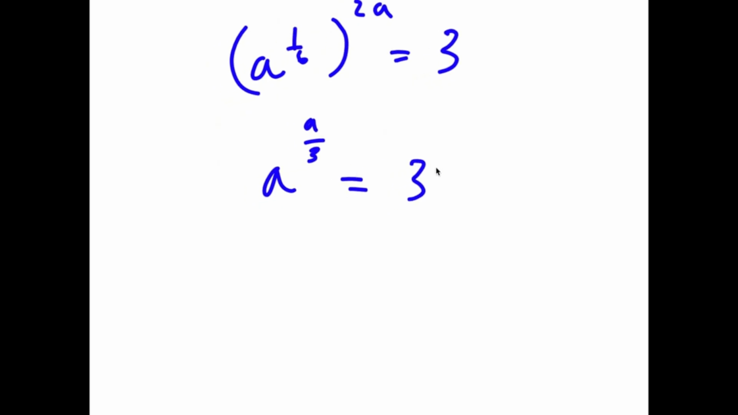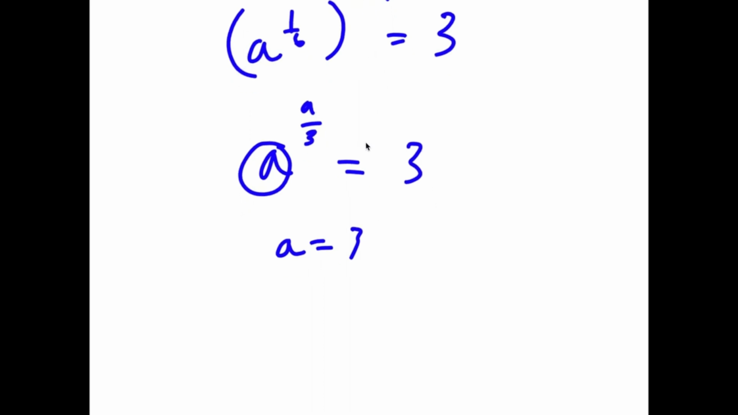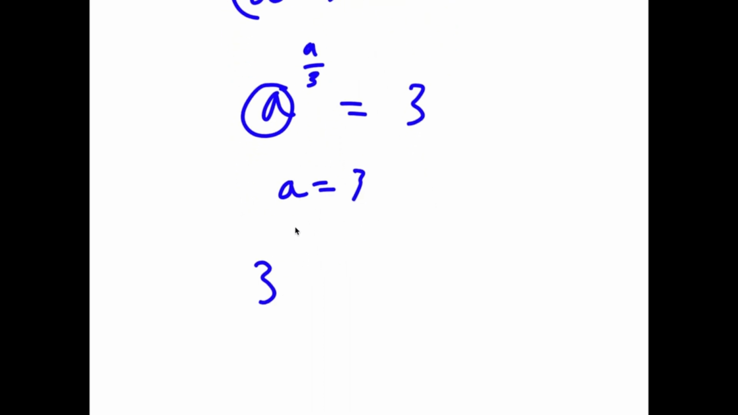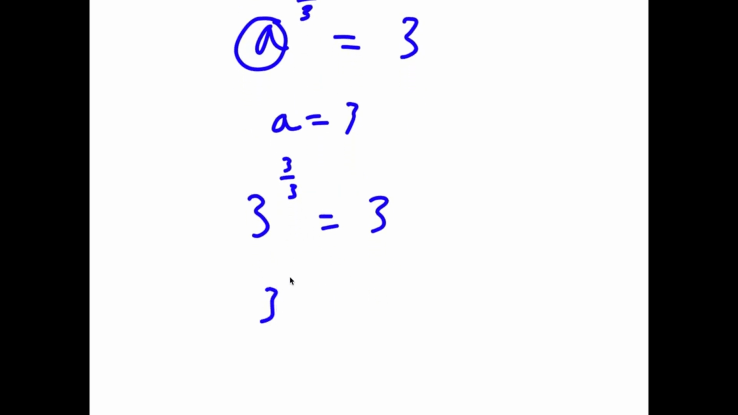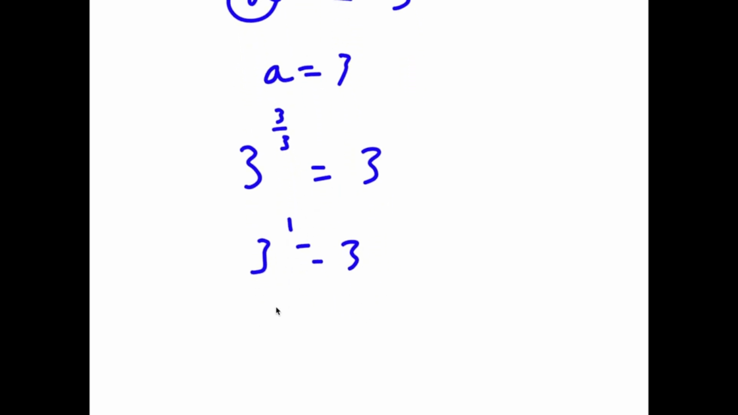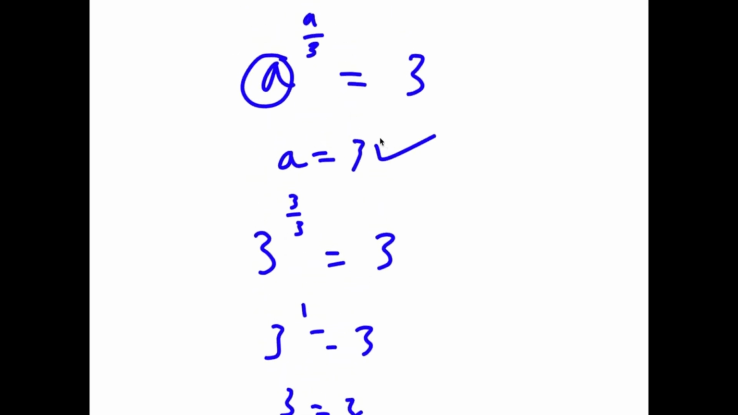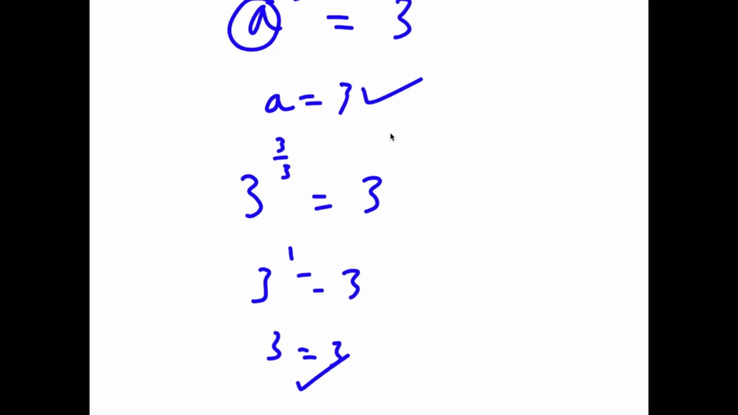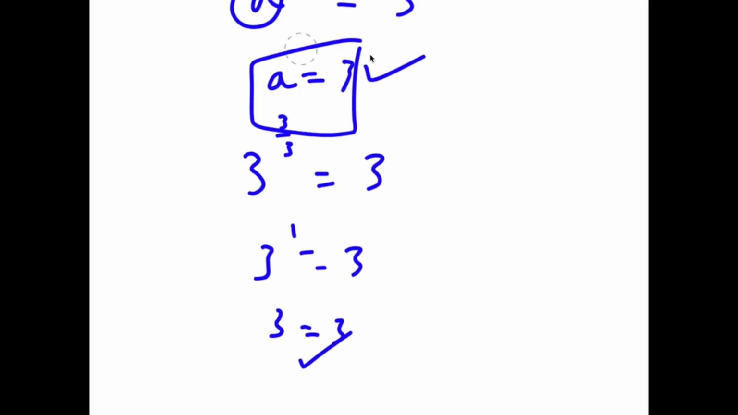Now we have to find a. Let's say a is 3. This means that a over 3 is 1. So does 3 to the power of 3 over 3 equal 3? Well, 3 over 3 is 1, so I have 3 to the power of 1 is equal to 3, and 3 to the power of 1 is 3. So I have 3 equals 3, meaning a does equal 3. So we had to solve that by slightly guessing. But yeah, we got our solution of a equals 3.